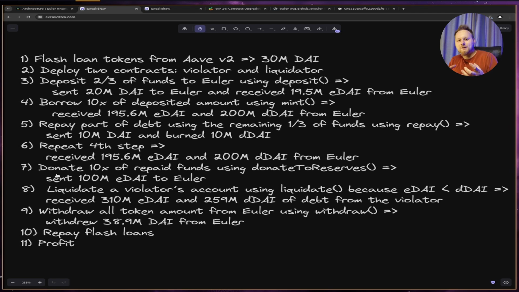So this is the crux and the real issue. It's not like the minting itself was a problem here, because if the donate-to-reserves function checked whether the account really has enough funds, then there would not be such a problem.